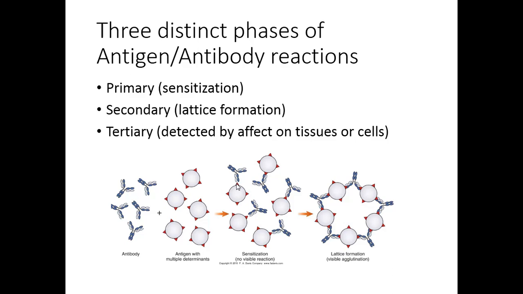We don't know it yet, though. So the secondary phase of antibody-antigen reactions is called lattice formation. And what happens here is we see one antibody binds to an epitope on one cell, and the other arm of the antibody binds to an epitope on another cell.